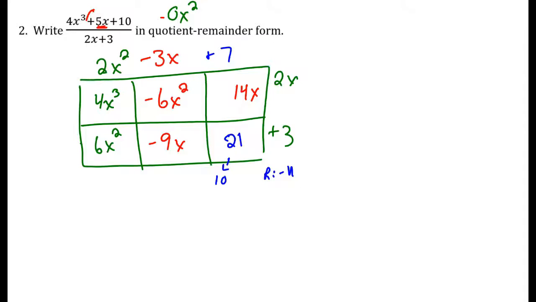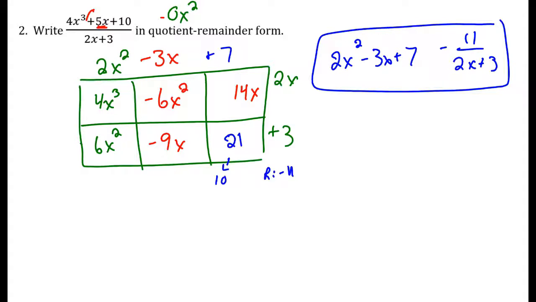So in quotient remainder form, that quotient is 2x squared minus 3x plus 7, minus 11, that's the negative 11, over my divisor of 2x plus 3. How could you check that this is right? Well, you could plug in negative 3 halves, because that's when the denominator would be 0. Plug that into 4x cubed plus 5x plus 10, and that'll give you a remainder of negative 11. That's the remainder theorem at work there.